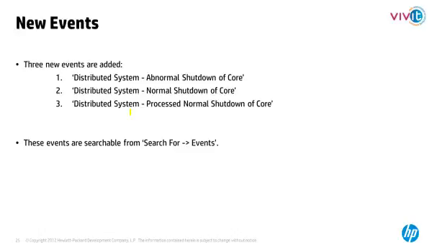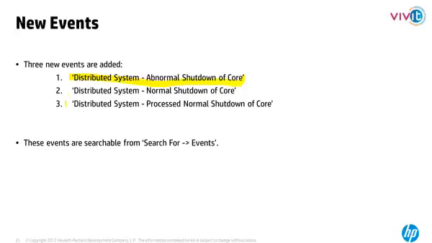Okay, new events. With 9.11, there are 3 new events that will be showing up in the events. The first one is whenever there is an abnormal shutdown. That means in our case, core 1 or core 3 figured out core 2 is down, and they started doing the failover, and they create a new event saying that core 2 is abnormally shut down.